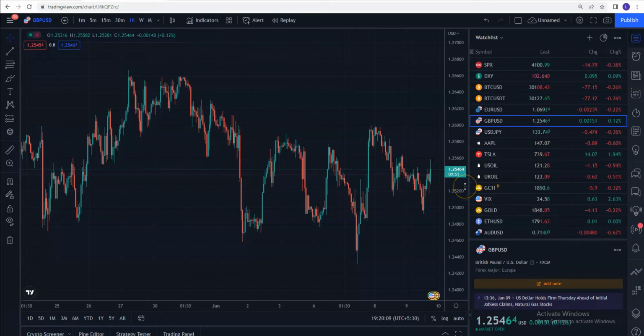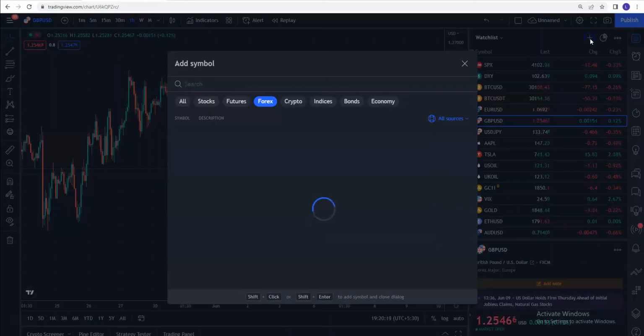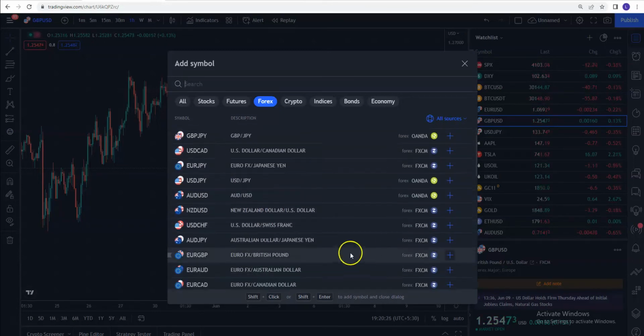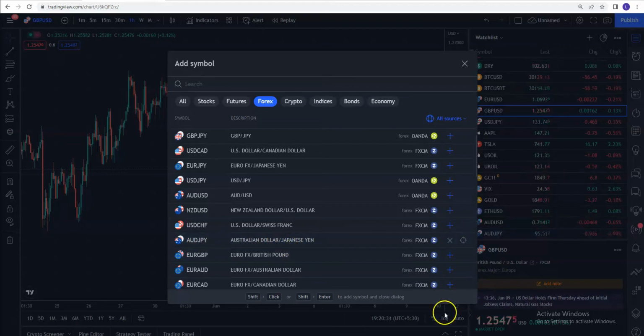Right here on my right hand side, you can see all the pairs that you can trade with, and of course you can add to them if you want to by clicking plus here. If you want to see some pairs that you want to trade on that you don't see, let's say for instance the Australian dollar Japanese yen pair, you can simply click on it and it will register on that panel.